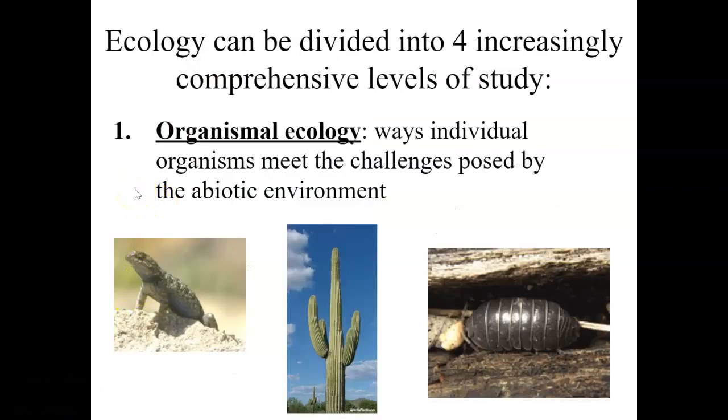Ecology can be divided into 4 increasingly comprehensive levels of study. So starting with the smallest level is organismal ecology. At the organismal level, we'll really just study the ways that individual organisms interact with their environment. Each environment is going to pose challenges to these organisms, and organisms will have specific adaptations that help them cope with those specific challenges.